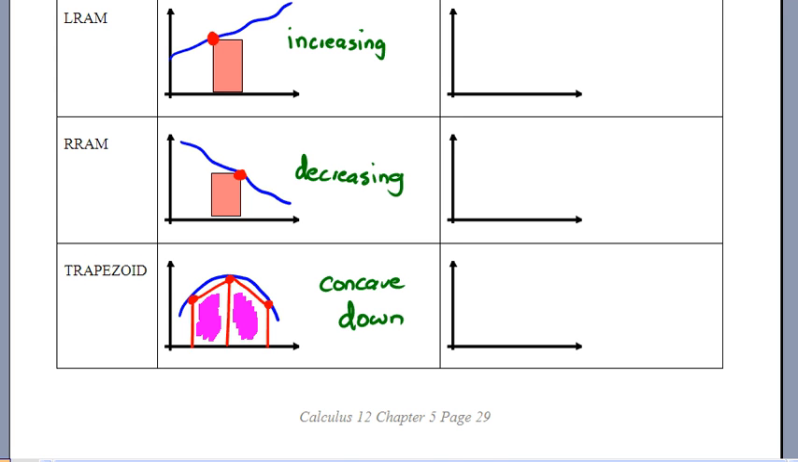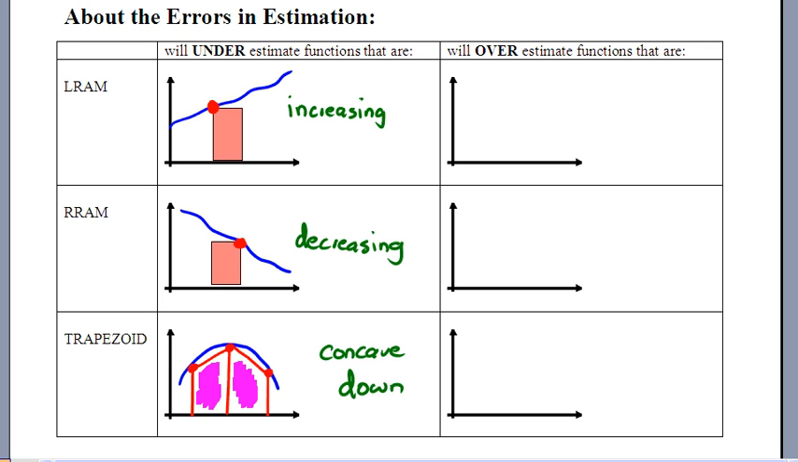Now the opposite. In which situations would you find yourself using these rectangular or trapezoidal approximation methods? When would you find yourself overestimating the true answer? Well, the exact reverse. If you've got a decreasing function and you try to do an LRAM, then you are going to overestimate the answer. Your area estimate will be too high. Okay, so that happens for a decreasing function. You will get an RRAM overestimating the true answer if you have an increasing function.